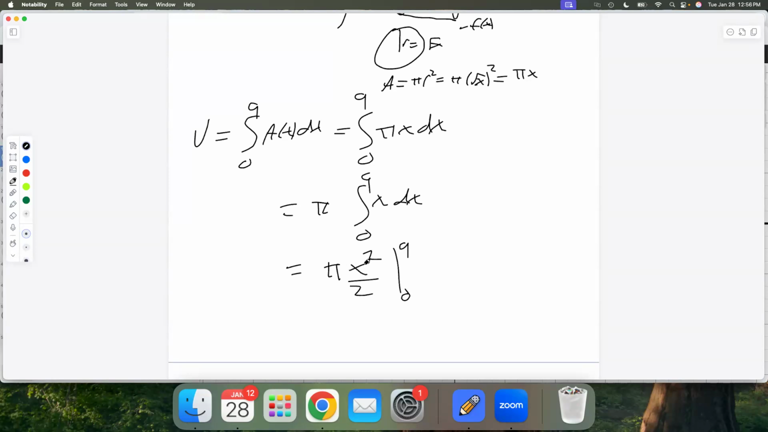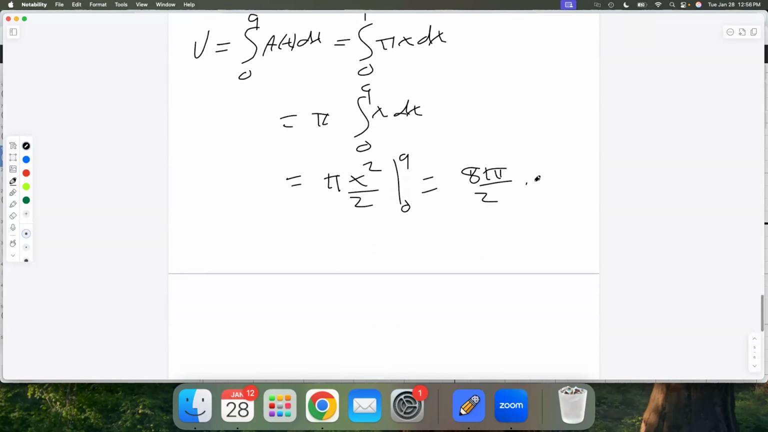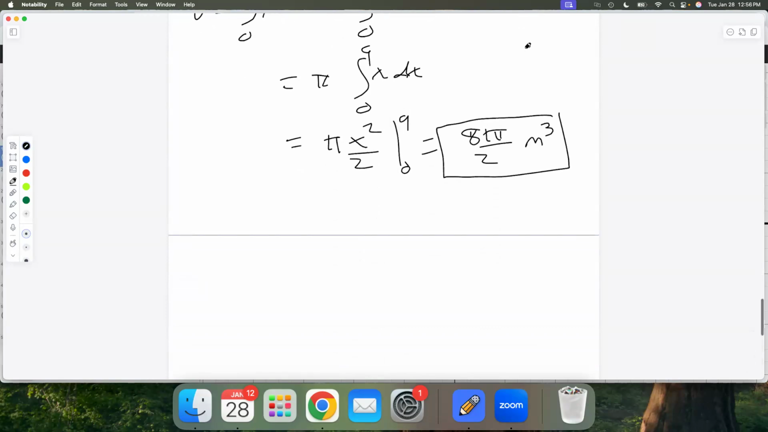At 0, everybody's 0. So we just plug in the top, we get 9. So what is that? 81 pi over 2. And our units here would be units of length cubed. So if we were told, for example, that f of x here is measured in meters, then this would be meters cubed. And that's a good place to stop.